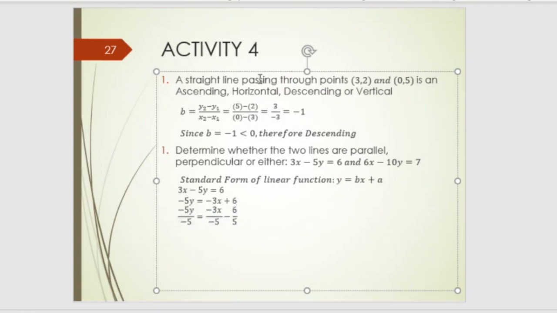On the left, we cancel the minus 5 and remain with y. The negatives cancel out, and we have 3 over 5 x minus 6 over 5. So with this, can you see we have the value of b? It is going to be 3 over 5. Now let's look at the second equation, because we want to check if these are parallel, perpendicular, or neither.